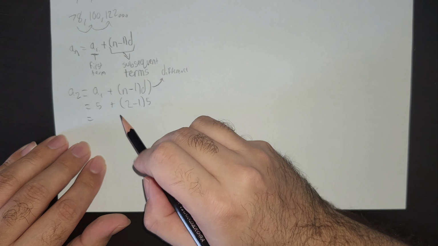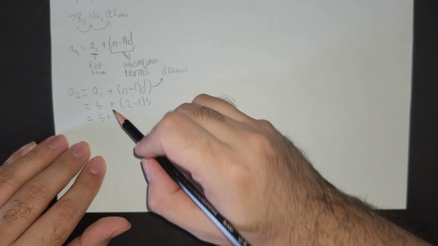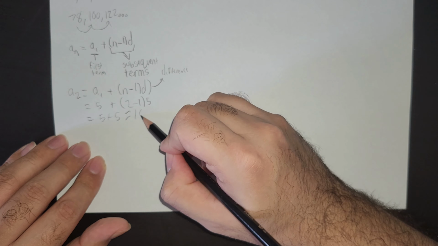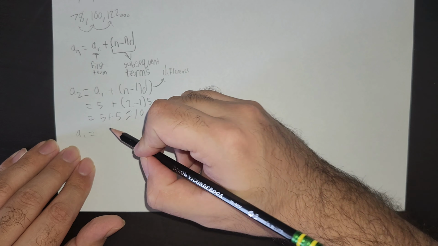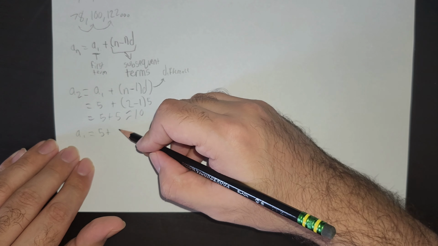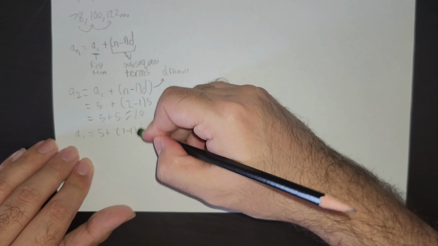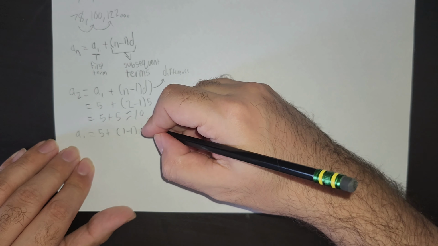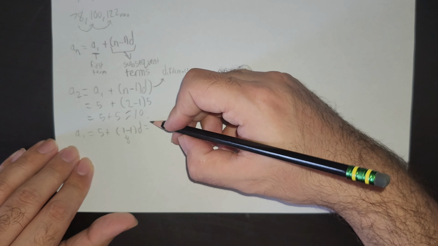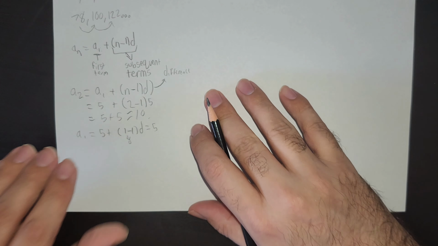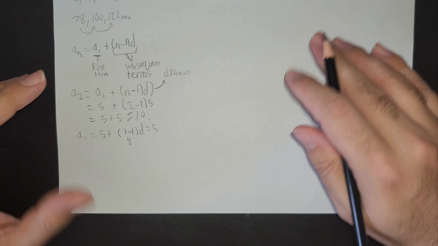So according to this, we would have 5 plus (2 minus 1) times 5, so our a2 would be equal to 10. This also works for the first step, obviously. It doesn't even matter what d is for this one, because this evaluates to 0. So you would just get 5. So it does work for the initial step. It works for steps after that.